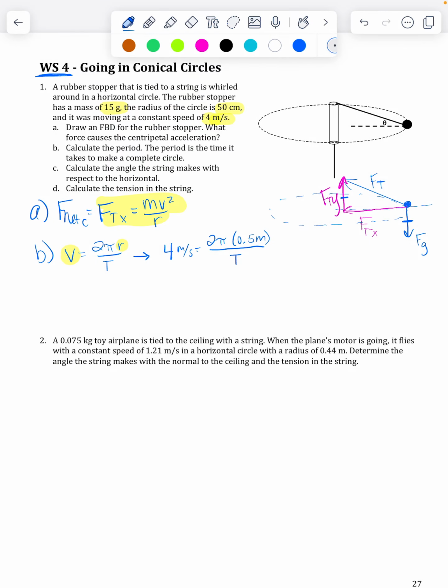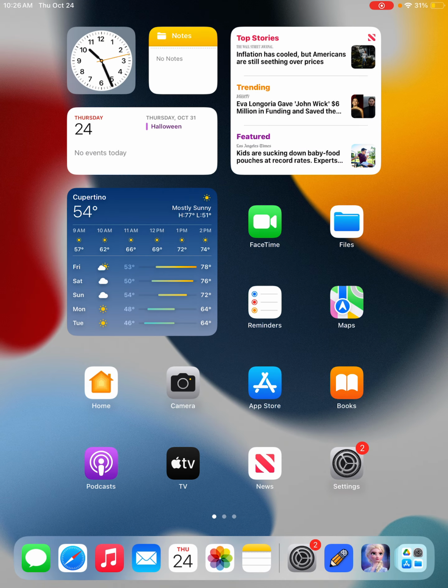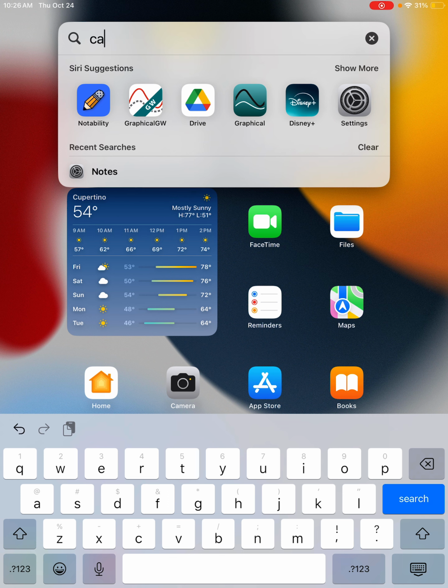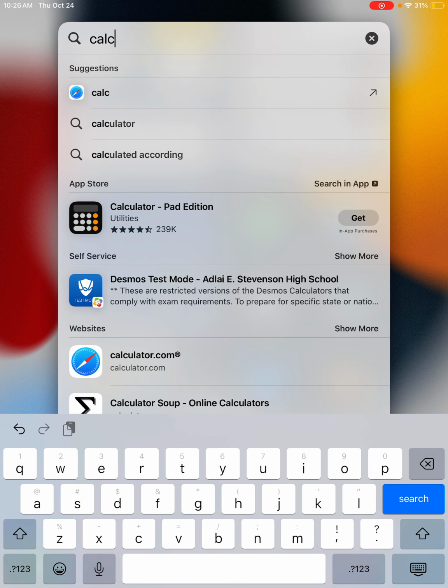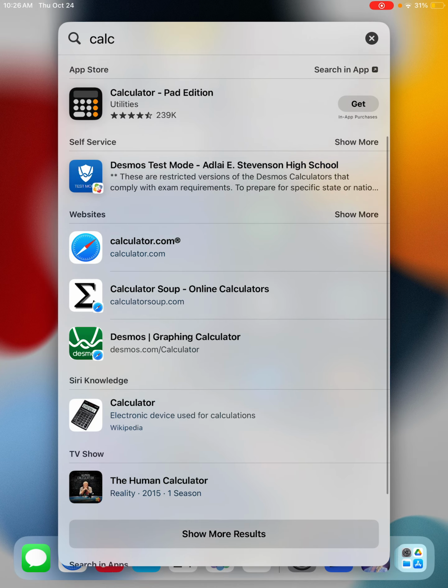Let me get my calculator out. I don't know where my calculator is right now. Hang on, friends. You get to come along on this journey with me. Calculator. There's no calculator. I need to download it.